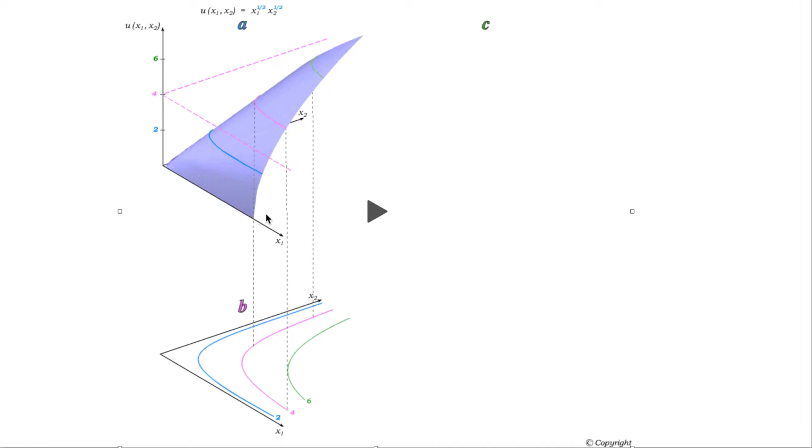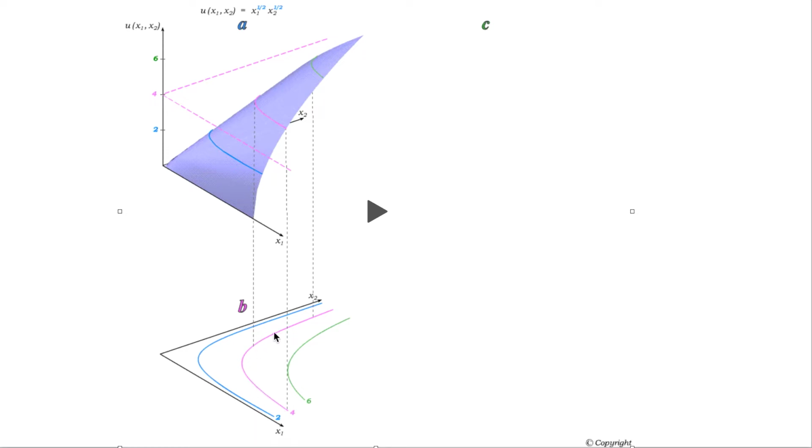We've seen how we can graph utility functions as utility mountains that have no peak. Here we're graphing the utility function x1 to the 1/2, x2 to the 1/2. And we've also seen how we can take horizontal slices of this function, slices along which the utility is constant, and project those slices into the space of the baskets of goods to give us indifference curves. So these indifference curves have slices along which the utility is constant. So slices that represent all the bundles that we're indifferent between.